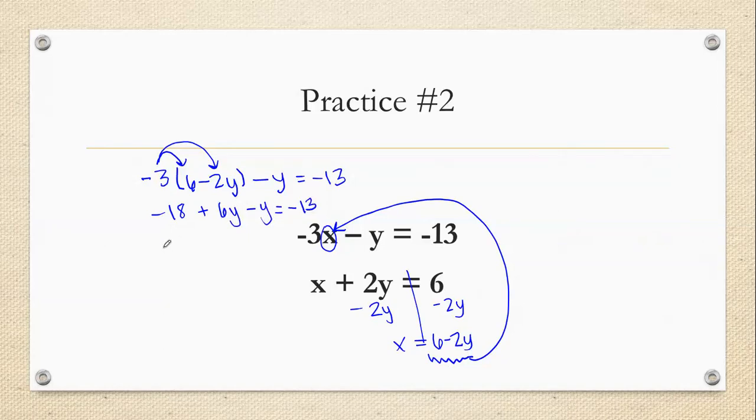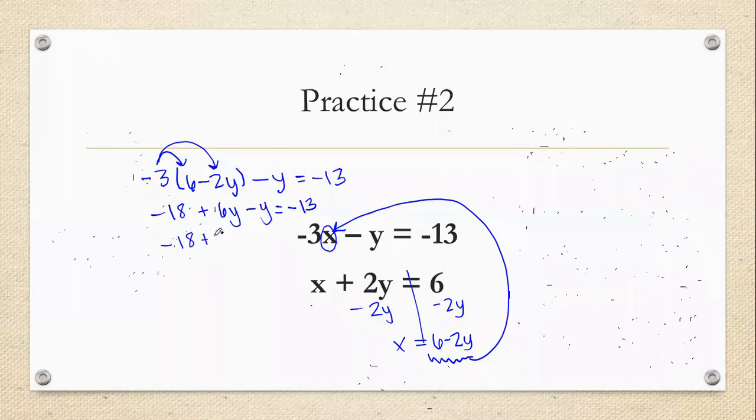So would it be 7y? So it's positive 6y minus 1y. So it'll be negative 18 plus 5y equals negative 13.